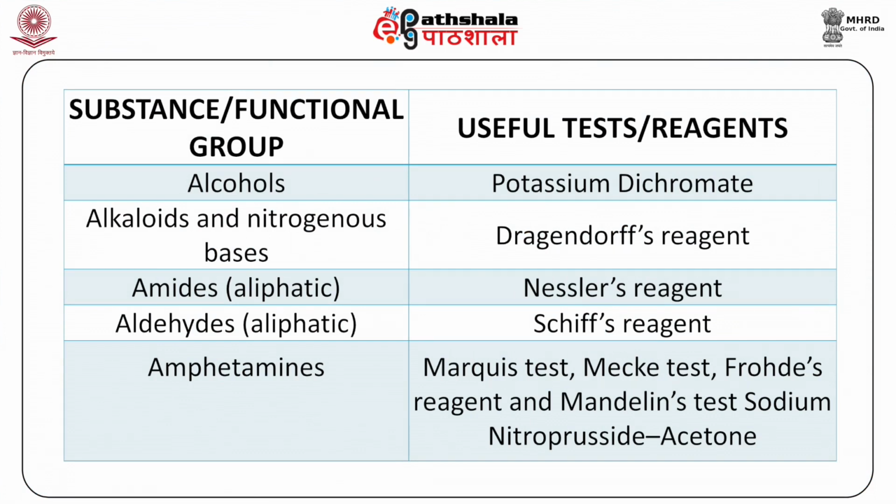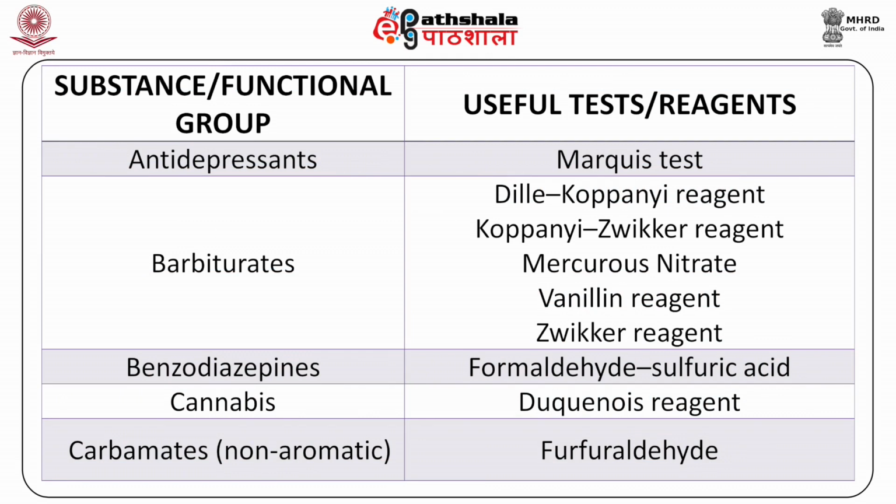For alcohols it is potassium dichromate. For alkaloids and nitrogenous bases it is Dragendorff's reagent. For aliphatic amides it is Nessler's reagent. For amphetamines it is the Marquis test, McNally test, Freud's reagent and Mandelin's test, sodium nitroprusside and acetone. For antidepressants, the Marquis test. For barbiturates, Dille-Koppanyi reagent or Koppanyi-Zwicker reagent, mercurous nitrate, vanillin reagent and the Zwicker reagent.